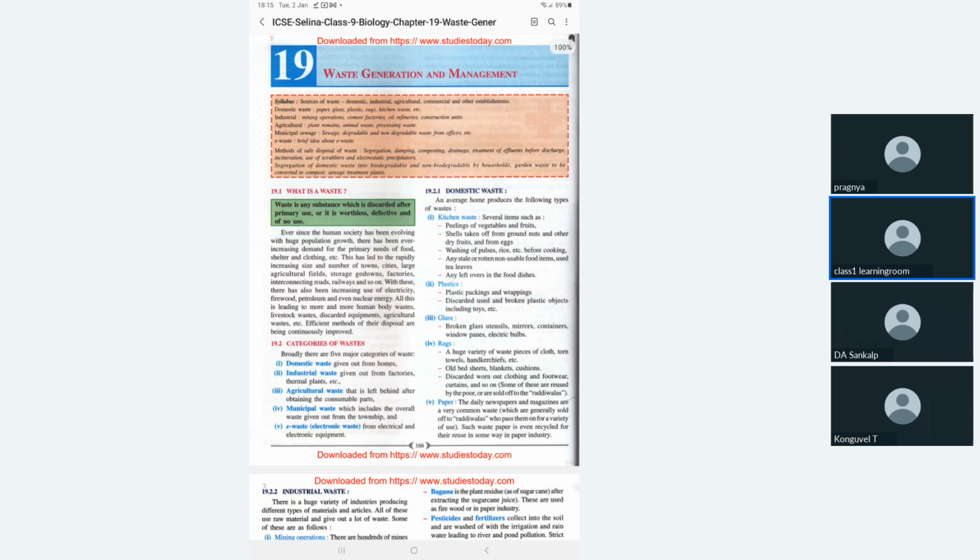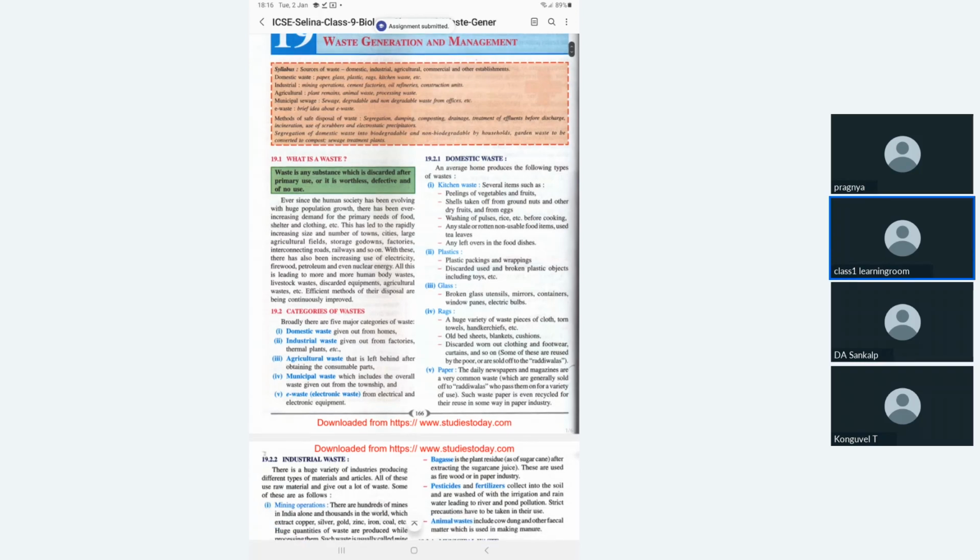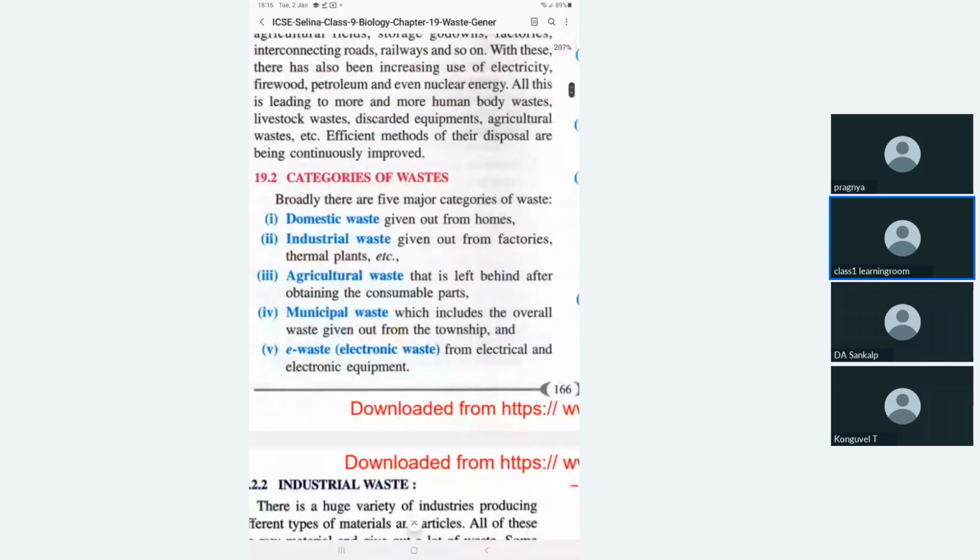Now the categories of waste. What are the different categories of waste? Look into the book and tell me. Organic waste, electronic waste, plastic waste, inorganic waste, chemical waste. Look here, categories first. 5 major categories of waste: domestic waste from our houses, industrial waste from factories, agriculture waste.